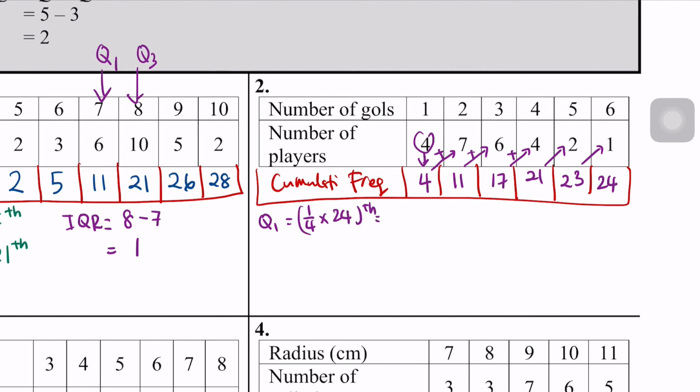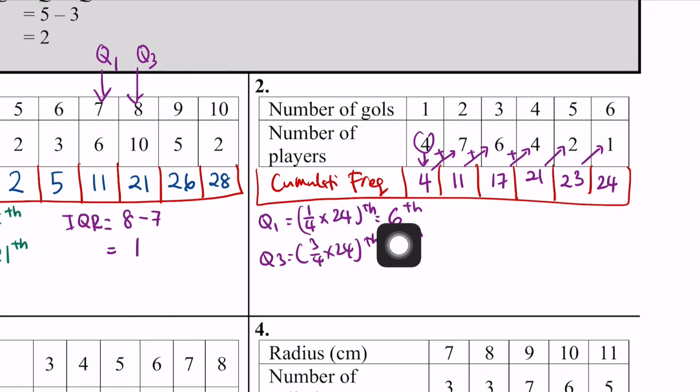So, pelajar yang ke-6. 1/4 times 24 kita akan dapat 6. Okay, so 6. Pelajar yang ke-6. Next, third quartile, 3/4 times 24. So tekan calculator dapat 18. Pelajar ke-18. So jom kita cari.